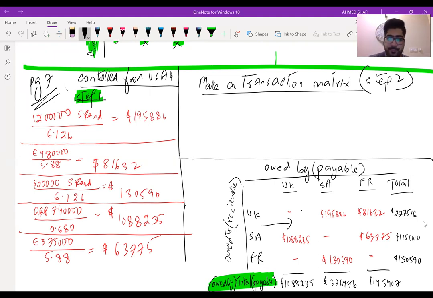Okay. This is the total of all receivable, or you can call it, this is the total of owed to. It's the same thing. Okay.